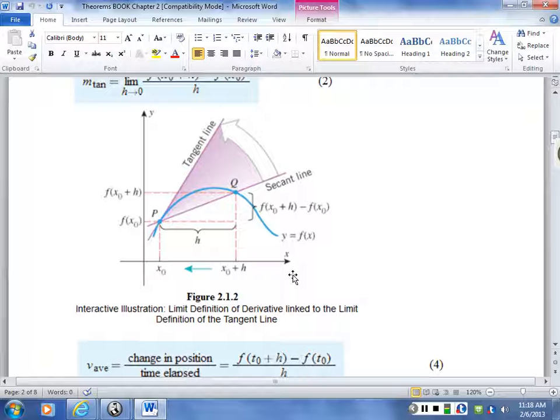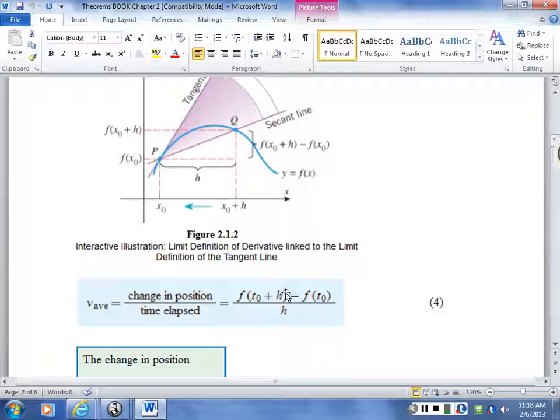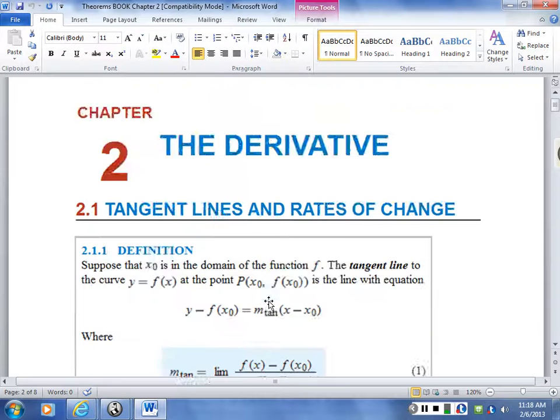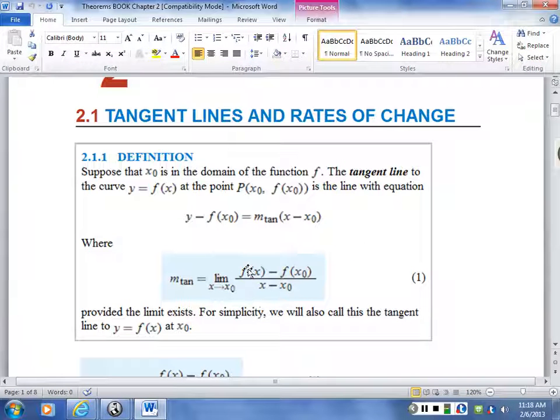Yes, and so the reason why this equation is so much more favored over this equation is because you already have that h in the denominator. You only have to factor one term. But here, you have to actually factor out an x minus x naught from the numerator to cancel that.